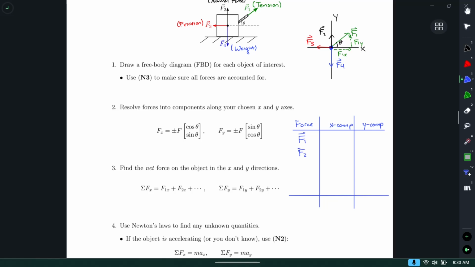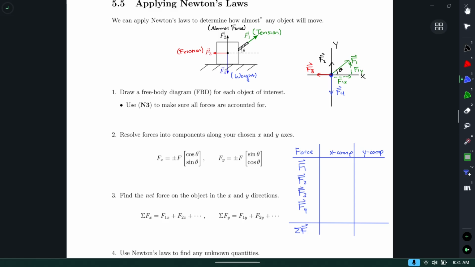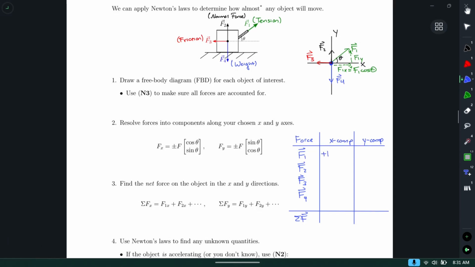So we got F1, F2, F3, F4, and the net force. Alright, so tell me about the components of F1 in this picture. Would it be F1x cosine theta? So I think it's just because I wrote it that way. Technically, F1x is just F1 cosine theta. Oh, okay. Yeah, it represents that whole side length. But yeah, you got it. So it is cosine and it is positive.